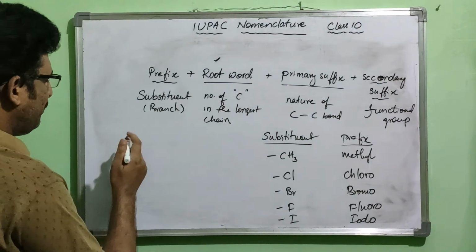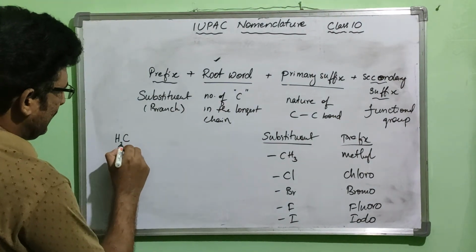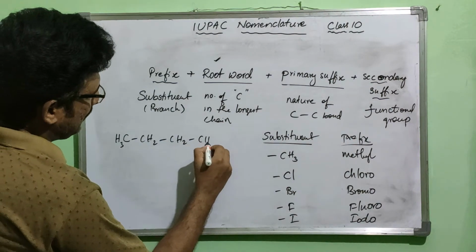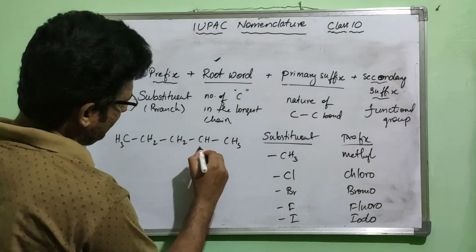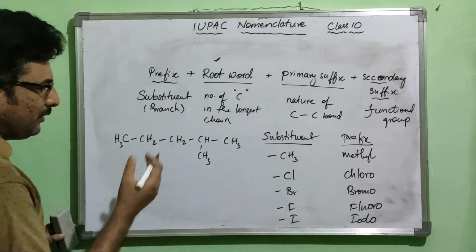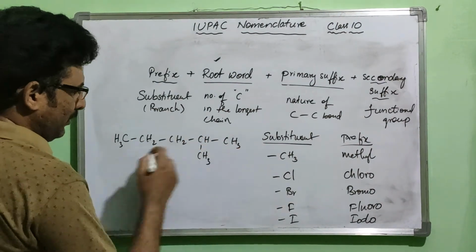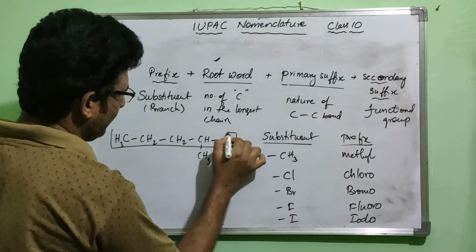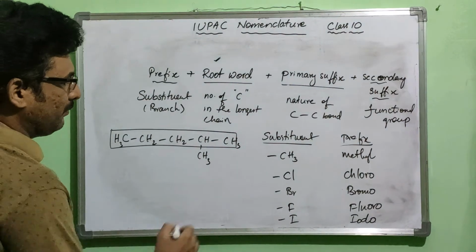Okay, let's see another example. If you have a compound like this, CH3, CH2, CH2, CH, CH3, and here CH3. Again you have a branch over here, so you have to select the longest chain, the longest carbon chain. This will be the longest carbon chain.